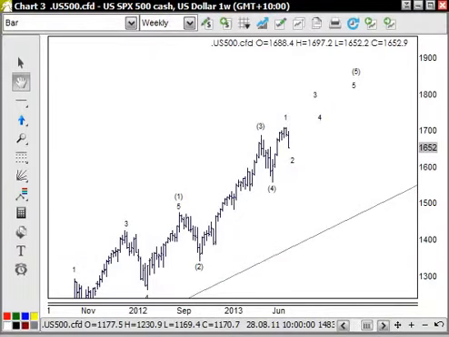Welcome, and looking at the S&P 500 here, and we're looking for a wave 2 pullback into this area here. The normal thing for wave 2 is the 50-60% retracement level of the previous wave structure here, and that's sort of what we're looking at.